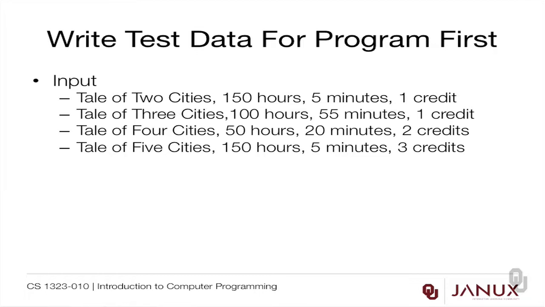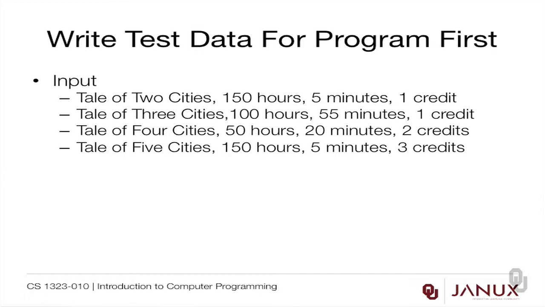Now that we're doing test-driven development, we want to write the test data for the program first. So here's some possible input. Let's say A Tale of Two Cities took 150 hours and 5 minutes and cost 1 credit. Now, I don't know if it really took that long, but it probably seemed like it took that long. A Tale of Three Cities could take 100 hours and 55 minutes and cost 1 credit.